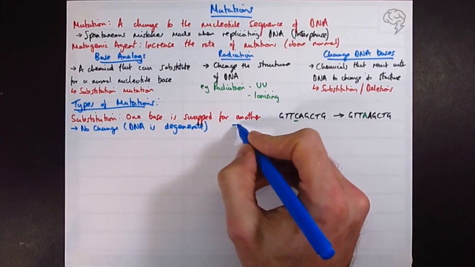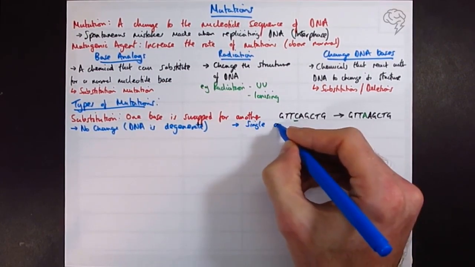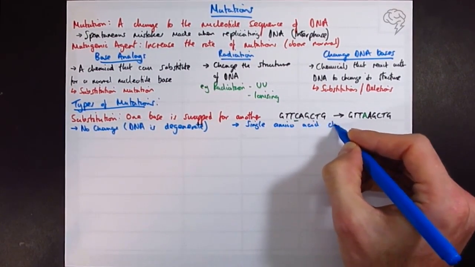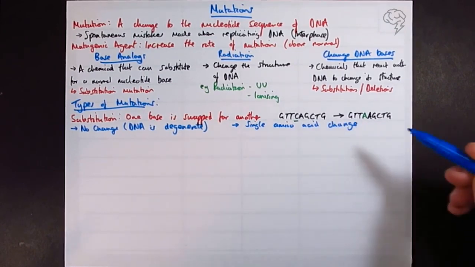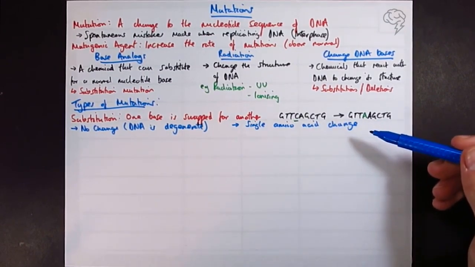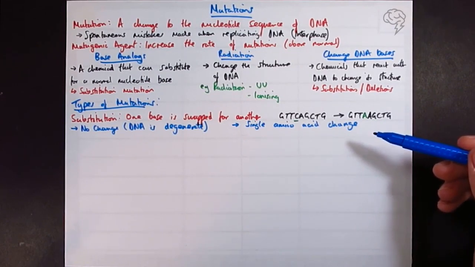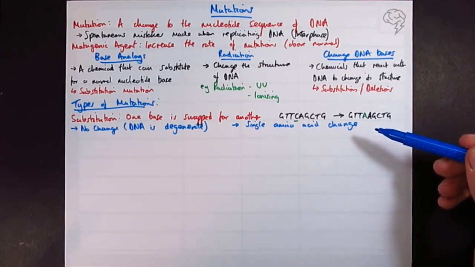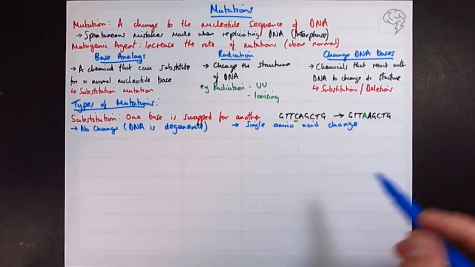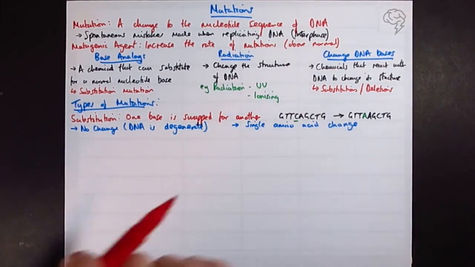It could also cause a single amino acid change. A single amino acid change could be catastrophic. It might destroy the shape of the active site. Maybe it's no longer complementary to the substrate. It could be beneficial. It might make the active site more complementary to the substrate. Or it could be neutral and effectively have no change on the fitness of the enzyme and therefore the fitness of the organism.